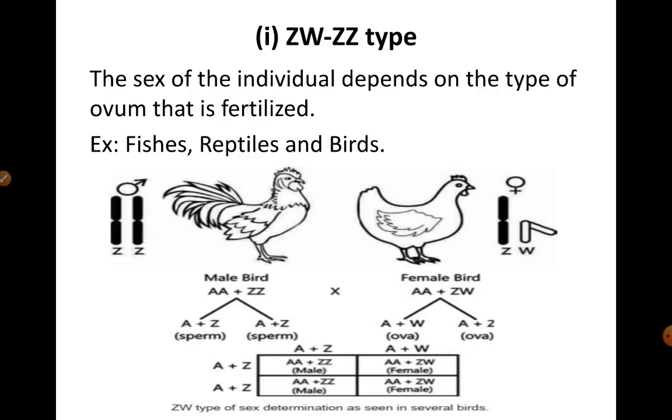And here the females produce two different types of eggs, one with autosomes and Z chromosome and the other with autosomes and W chromosome, that is A plus Z and A plus W, and the male gametes or sperms are of only one type, that is A plus Z. So when they fuse, they form equal proportion of male and female. So the sex ratio that is produced is 1:1. When A plus Z fuses with A plus Z, it forms a male because of two similar Z chromosomes, and when A plus Z fuses with A plus W, it forms a female wherein the sex chromosomes are heterogametic.